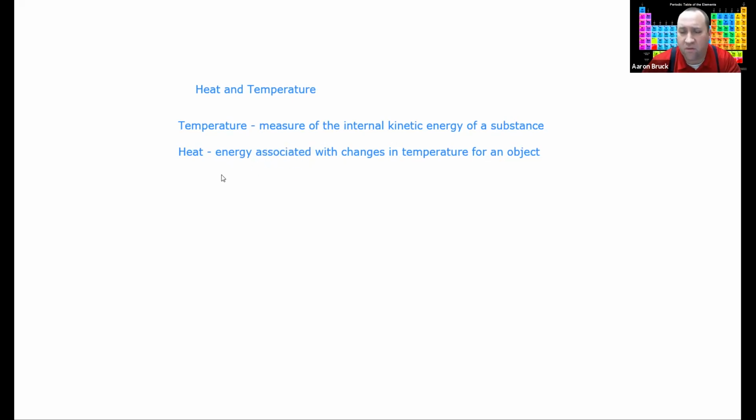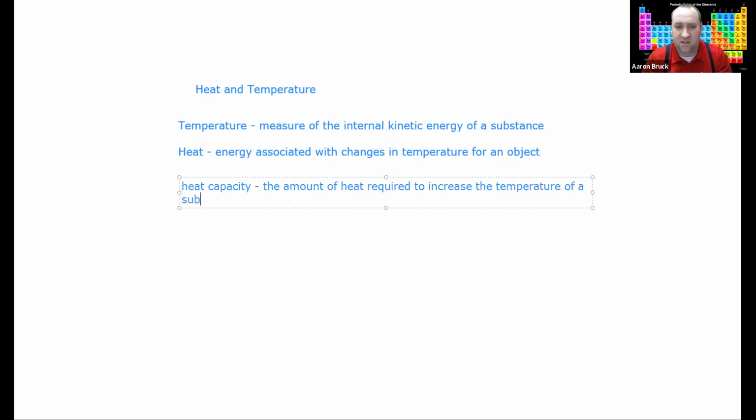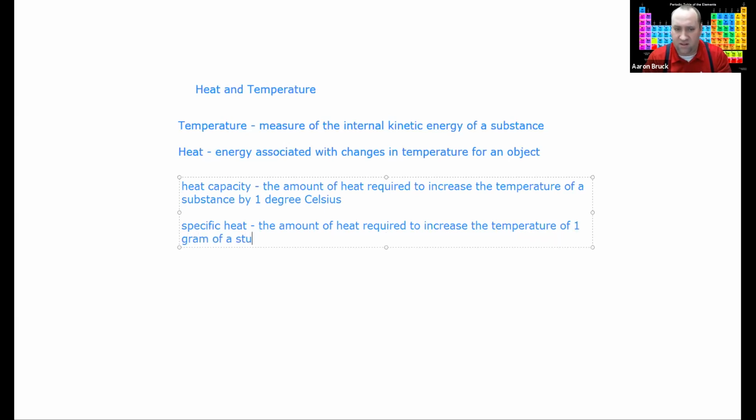So the other aspect of this particular lab that we are going to investigate is a pair of concepts known as heat capacity, that is the amount of heat required to increase the temperature of a substance by 1 degree Celsius, and its very close cousin, specific heat, which is the amount of heat required to increase the temperature of 1 gram of a substance by 1 degree Celsius.